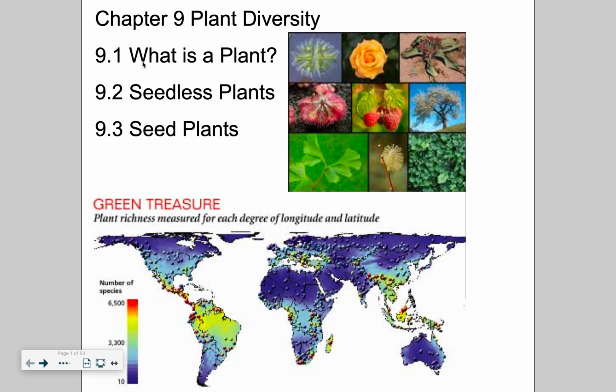So we are starting on a brand new chapter, Chapter 9, Plant Diversity. I know what you're thinking: oh man, Mrs. Erickson, plants again. This is a really short chapter dealing with, what really is a plant. I know we discussed plants and photosynthesis way back at the beginning of the school year. But this is just going to talk about some special adaptations that plants have and what it means to be a plant. And then we'll talk about two big groups of plants.